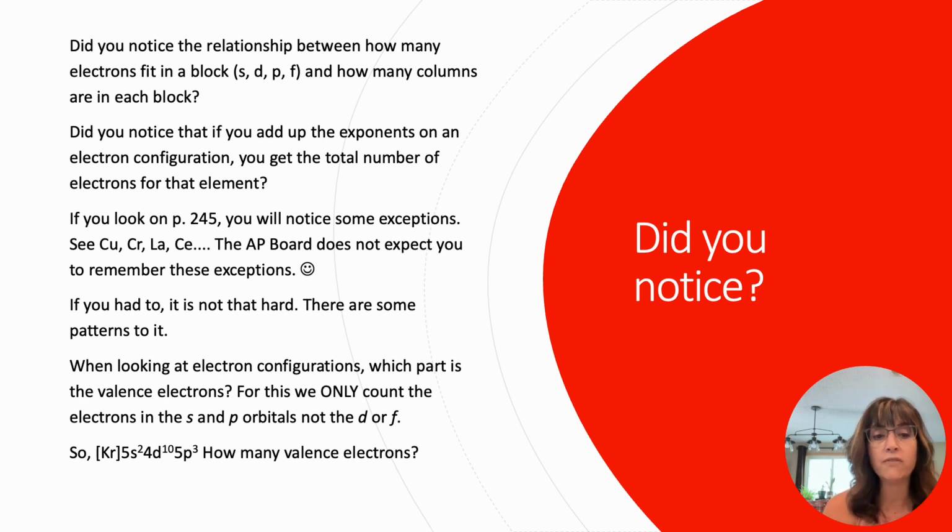When looking at the electron configuration, which part of that is the valence electrons? For this, we're only going to count the electrons in the highest principal quantum number, which would be your s and your p's. We ignore the d's and f's. So if I give you krypton, 5s2, 4d10, 5p3, how many valence electrons are there? Focus on the s's and the p's. 2 plus 3 is 5. This element has 5 valence electrons and fits in column 15.